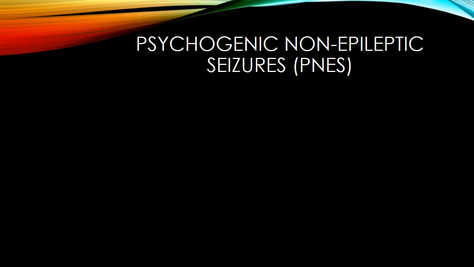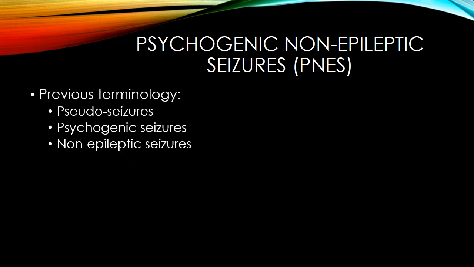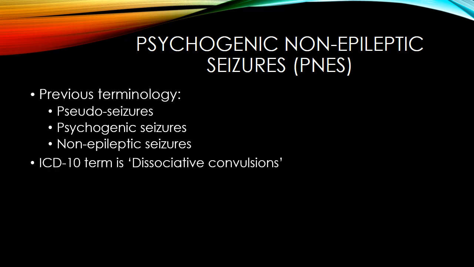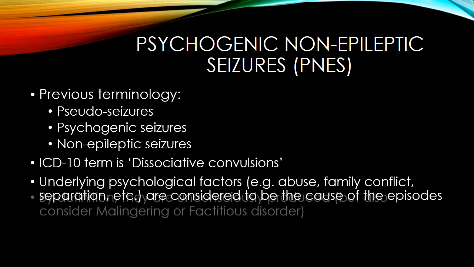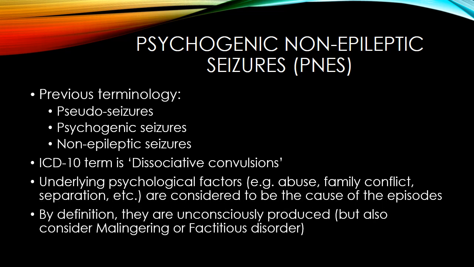So we'll spend some time looking at psychogenic non-epileptic seizures. The previous terminology included pseudo-seizures, psychogenic seizures, non-epileptic seizures. The ICD-10 term for this is dissociative convulsions. And just as with other conversion disorders, underlying psychological factors are considered to be the cause of the episodes. By definition, these seizures are unconsciously produced, but you may also need to consider malingering or factitious disorder in your differential diagnosis.